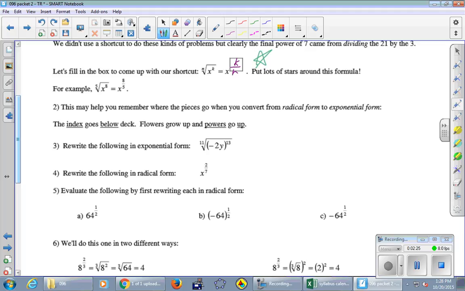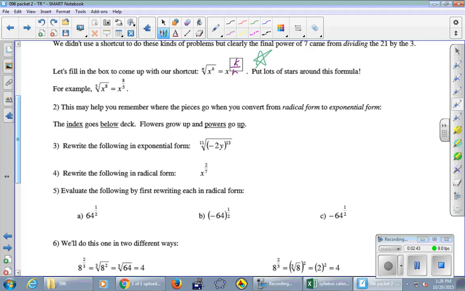And then flowers grow upwards and powers go up. And so I'm thinking of that power of 8, x to the 8th power, going up in the fraction. Silly, may or may not help you. Ultimately, you just need to be able to know which one goes on top and which one goes on the bottom. So let's try these two examples here.